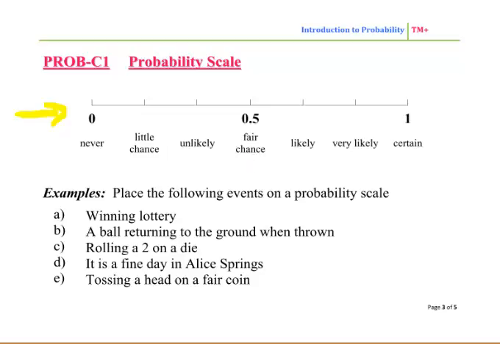In the example here it says place the following events on our probability scale. So winning lottery. Now the chances of winning lottery, unfortunately, are very close to 0. It's not that it can't happen, so we wouldn't go for 0, but we might go very close to it. A ball returning to the ground when thrown. I would expect that would always happen, especially when we say what goes up must come down. Sorry, I'm using A and B, aren't I? So this would be B and this is A.